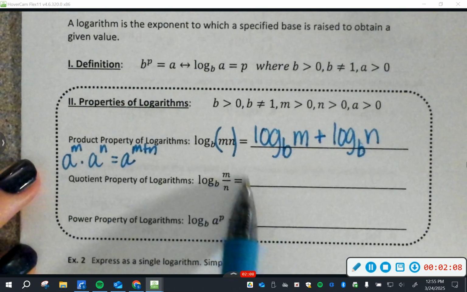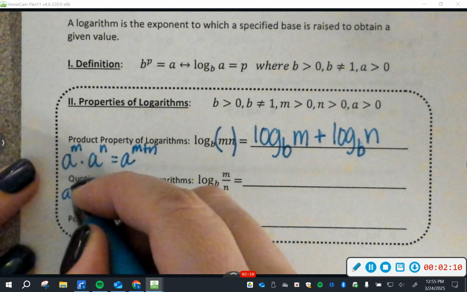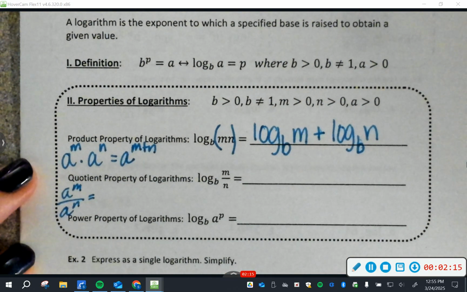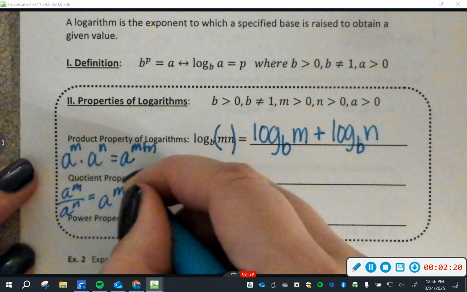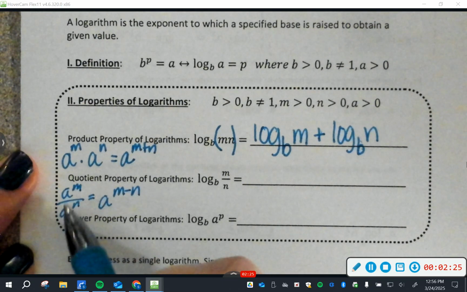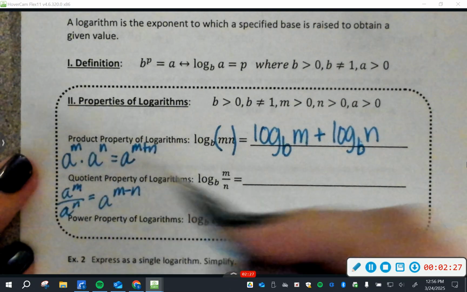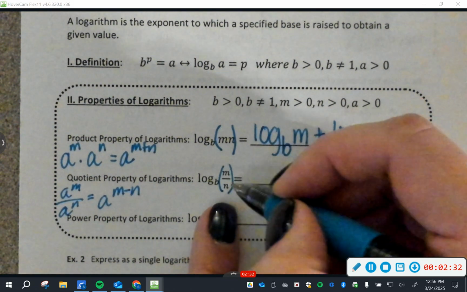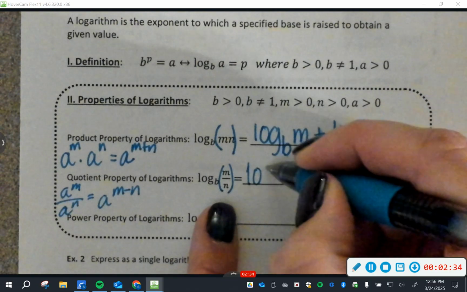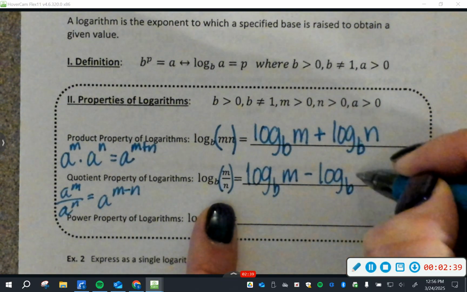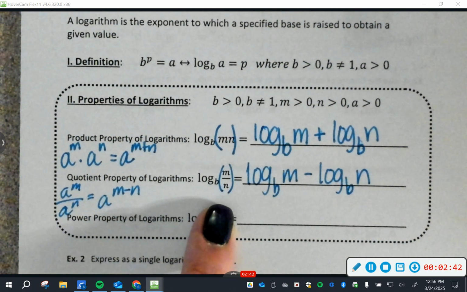Now the quotient property, this is related to this exponent rule where we would divide powers of the same base. Remember what we would do there? We would subtract those exponents. So when we are dividing arguments, we're subtracting exponents. So if I come over here, this is my argument, so I would subtract the exponents, or in other words, the individual logs. Okay?